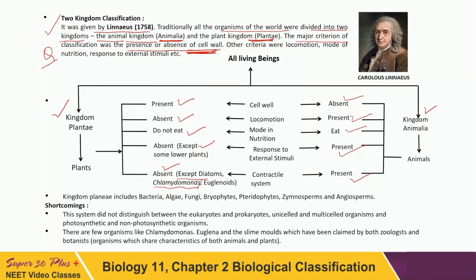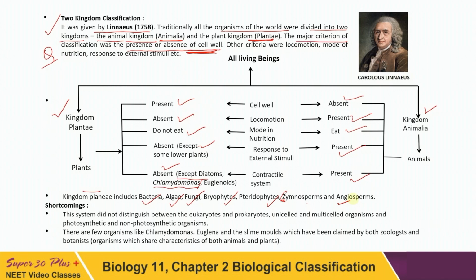You see, Linnaeus system of classification, the kingdom Plantae, you see, it includes bacteria, algae, fungi, bryophytes, pteridophytes, gymnosperms, and angiosperms.